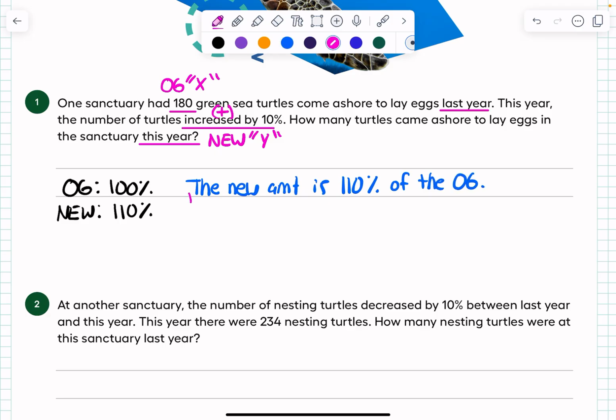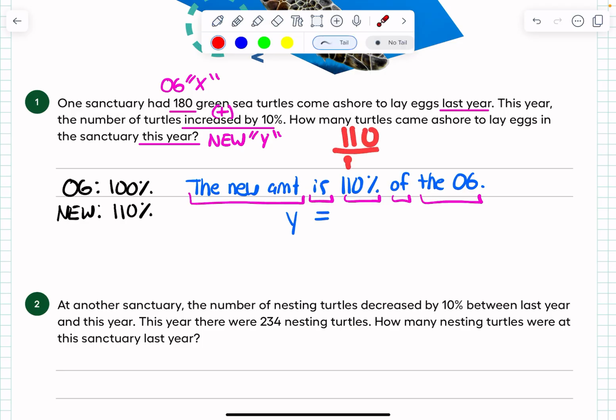Now I'm going to dissect this into an equation. The new amount is always represented by Y. Is means equals. 110% as a decimal: you can just take 110 divided by 100 and you would get 1.1. Of means to multiply, and the OG means X. Okay, this is gold right there.